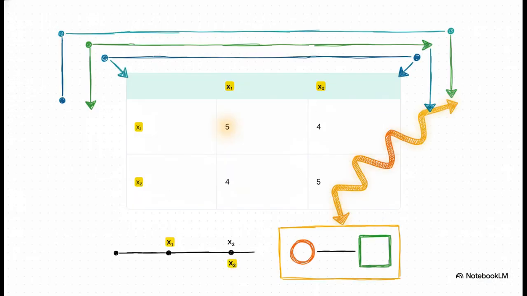First up is the linear kernel. Its formula is just the standard dot product. So the relationship of x1 with itself is just 1 times 1 plus 2 times 2, which gives us 5. The relationship between x1 and x2 is 1 times 2 plus 2 times 1, which is 4. Now, here's the most important part. Using a linear kernel makes Kernel PCA identical to standard PCA. This is our baseline. No fancy nonlinear stuff is happening here.